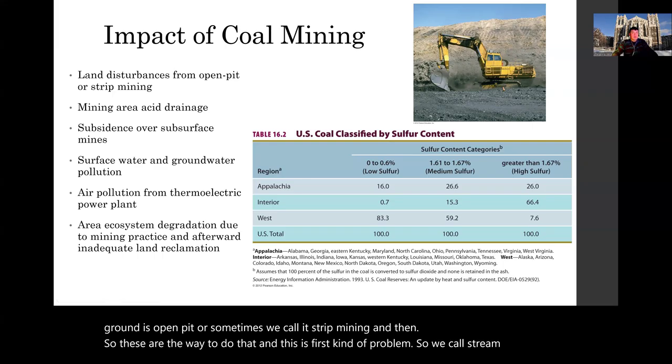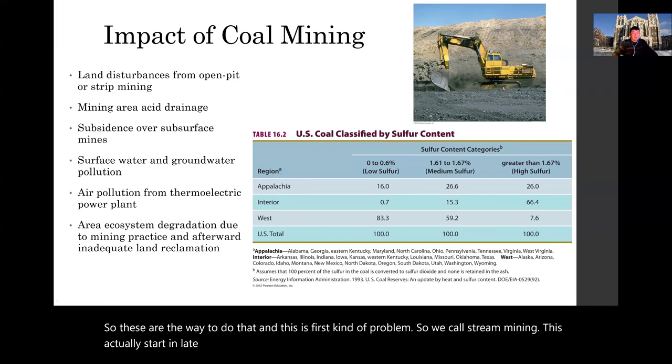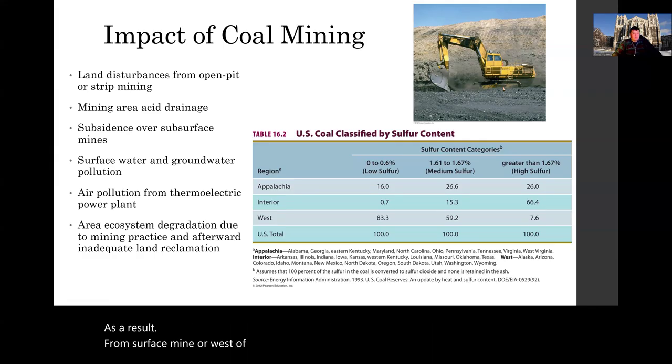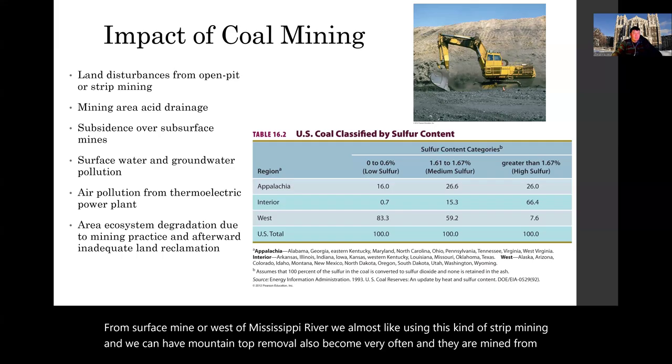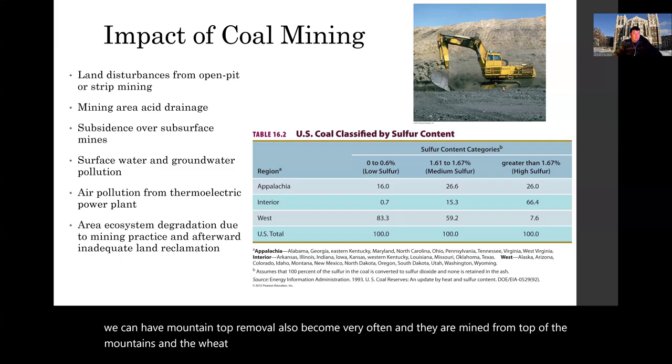This actually started in the late 19th century and has steadily increased because it is a relatively cheaper way. As a result, for surface mines west of the Mississippi River, we almost always use this kind of strip mining. Mountaintop removal has also become very common, where coal is mined from the top of the mountains, and the waste rock from mining is placed in valleys.